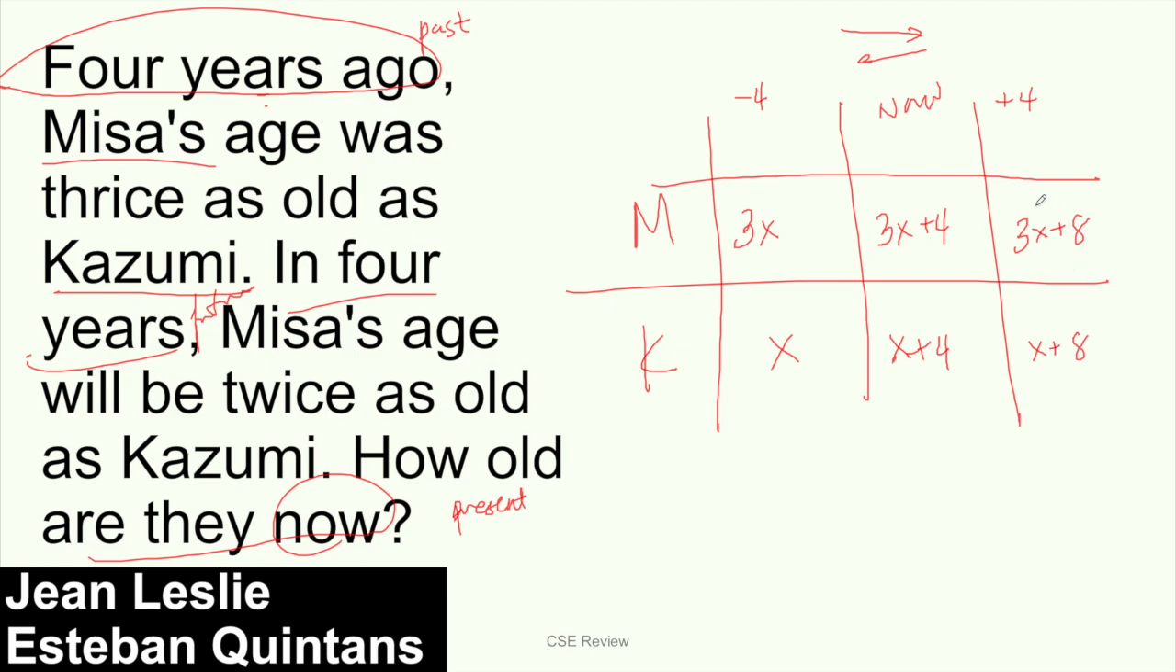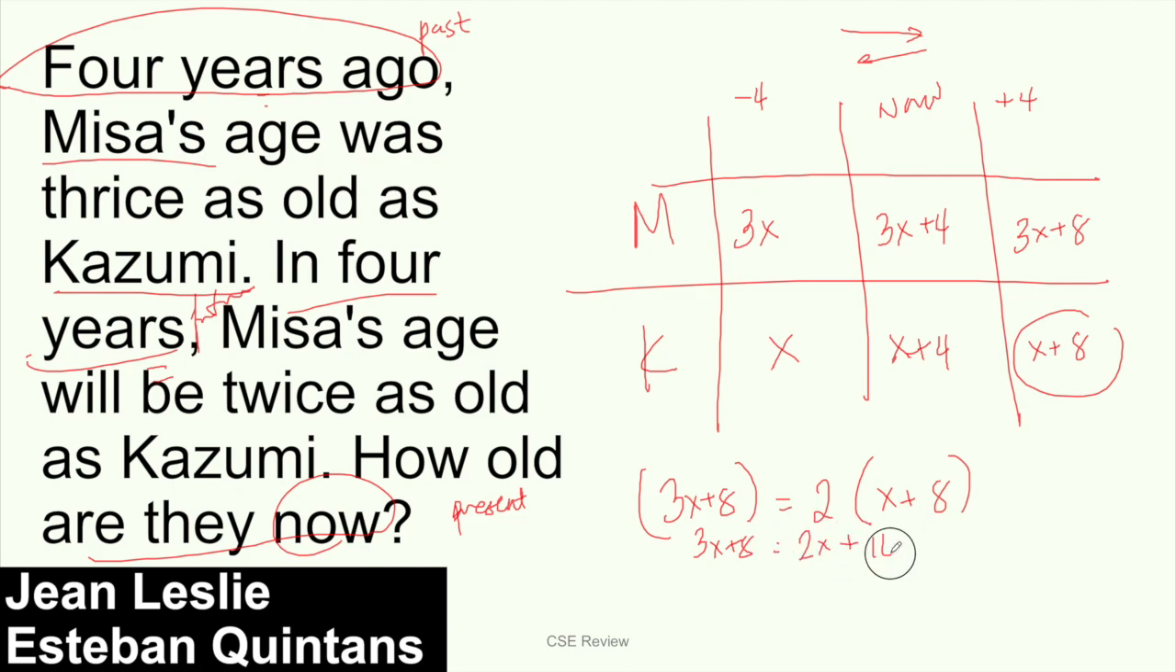Okay? At ang sabi, dito daw sa time period na ito, yung Misa's age, which is 3X plus 8, is going to be, or will be, twice nung edad ni Kazumi, which is this one, X plus 8. And then we can solve it now. So 3X plus 8 is equal to 2X plus 16. Lilipat natin to doon, lipat natin to doon. So you have 3X minus 2X, which is X, is equal to 16 minus 8, or 8.